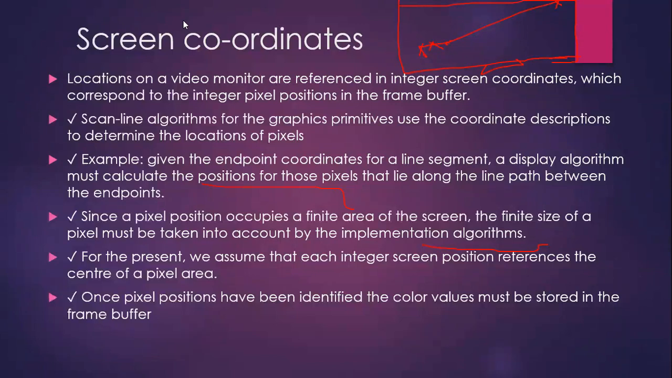Before displaying, the coordinates will go through certain algorithms, and then the locations of the pixels, where exactly the pixels have to be represented on the screen, will be given. For the present, we assume that the integer screen position references the center of a pixel area. Once the pixel positions have been identified, the color values must be stored in the frame buffer.